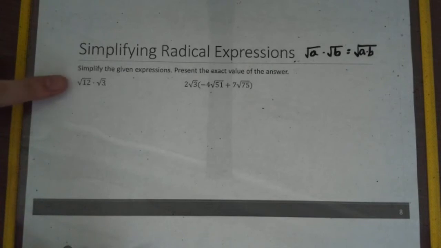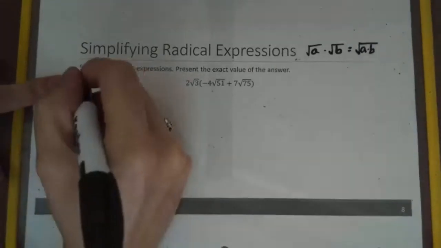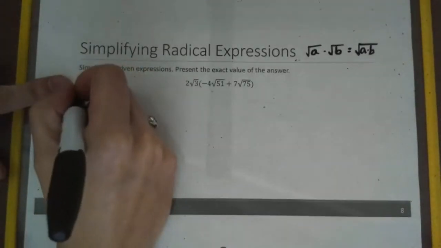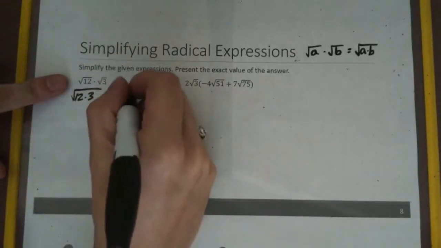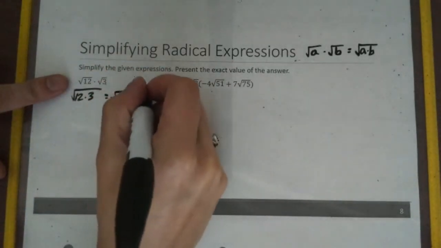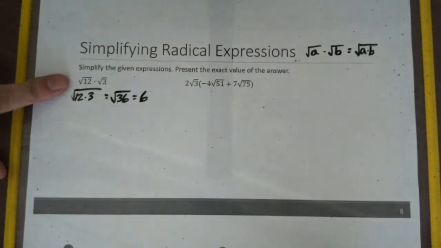So in this first case, we're looking at the square root of 12 times the square root of 3. That's going to be equal to the square root of 12 times 3, which is the square root of 36, which is 6.